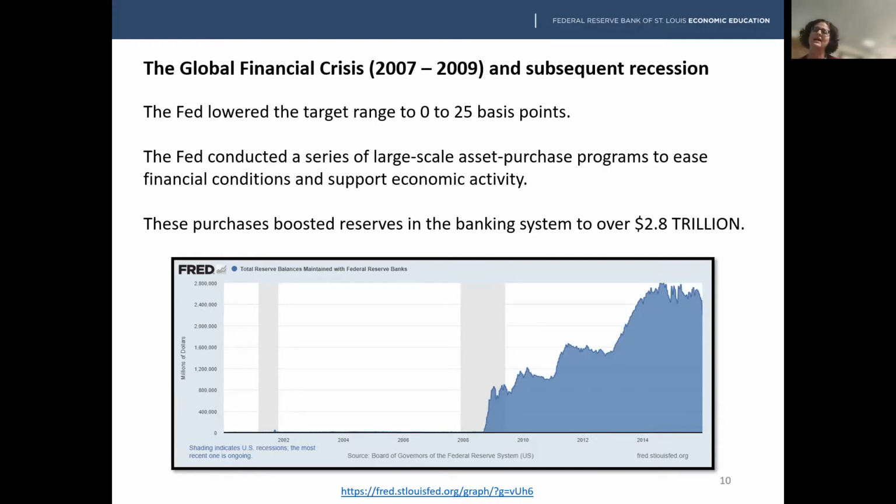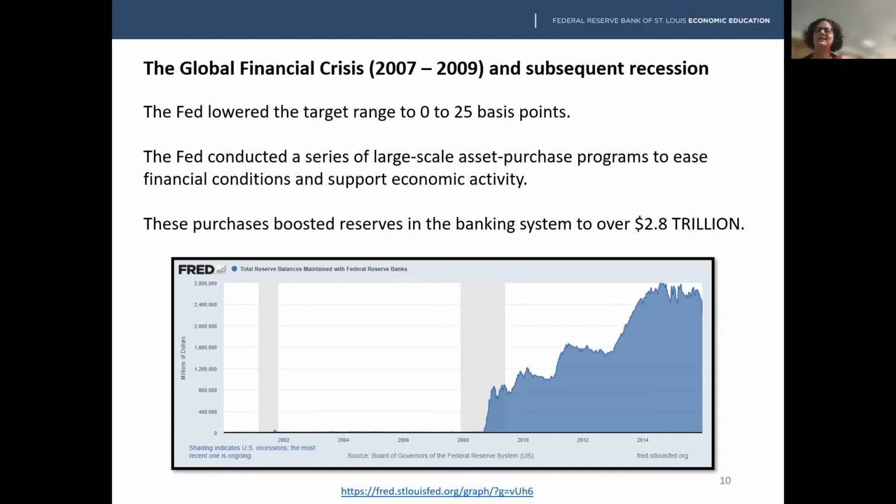So now it had its short-term policy rate near zero, and with the large-scale asset purchases, it also pushed longer-term interest rates down. Now, when they did these purchases, the way it would buy the securities and pay for them is it would put funds into banks' reserve accounts. So it was actually boosting reserves in the banking system. So you can see in this chart on the bottom that reserves went from near zero to over $2.8 trillion of reserves in the banking system.